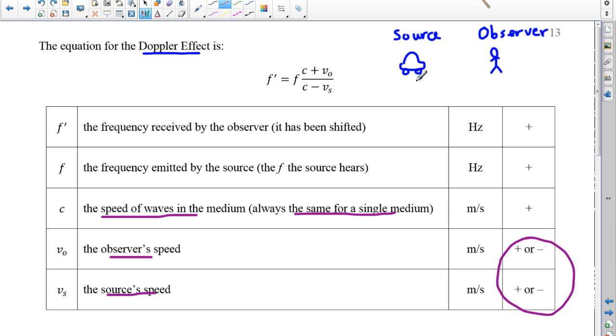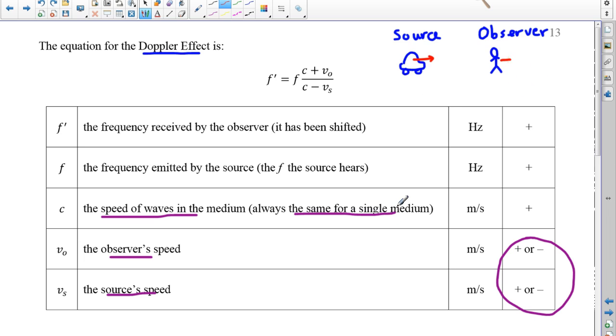Okay, what if we had this scenario? The car is moving to the right, and the observer is moving to the right. What are the signs of these velocities? The answer is the source has a positive velocity because it's approaching the person. It's going toward the person. But the person has a negative velocity because she's receding away from the car. She's trying to move away from the car, so that's a negative velocity.